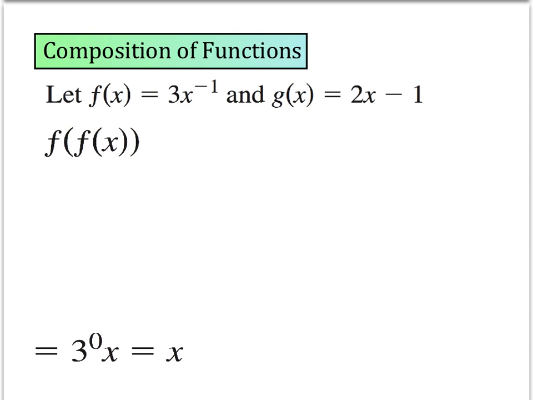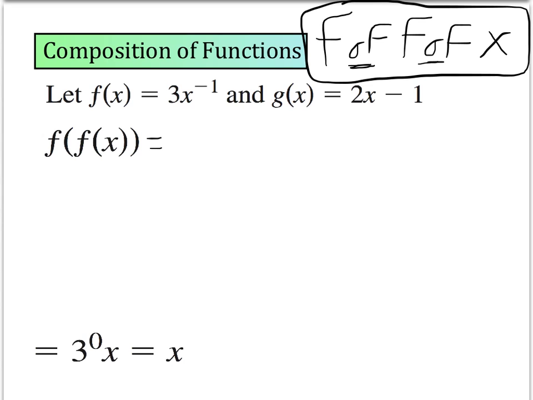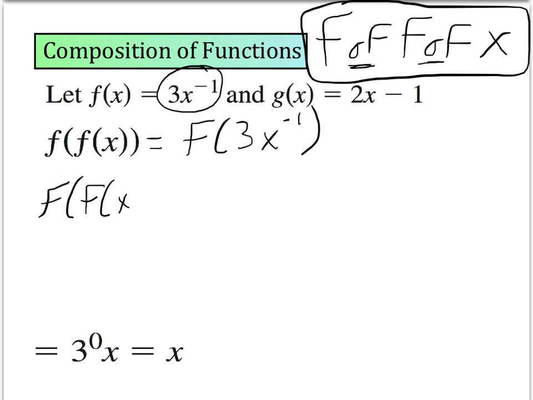In this example we're going to do f of f of x. So what we're doing is plugging this entire function back into the x position. We're evaluating this function when x equals 3x to the negative 1. So we set up our function and we have 3. Now instead of an x here we're going to write 3x to the negative 1, and that also is raised to the negative 1. Just remember, all we're doing is plugging in entire functions in for x.